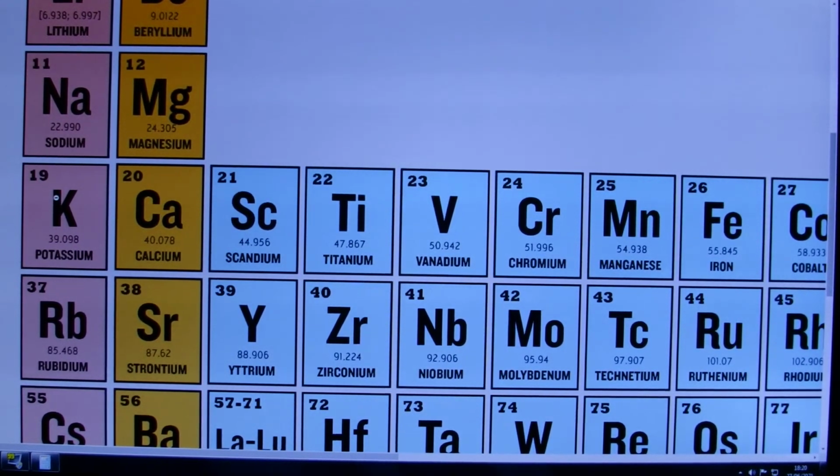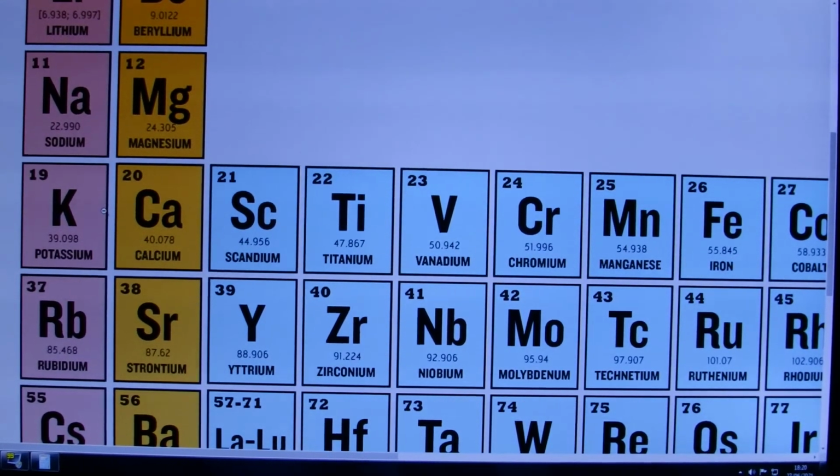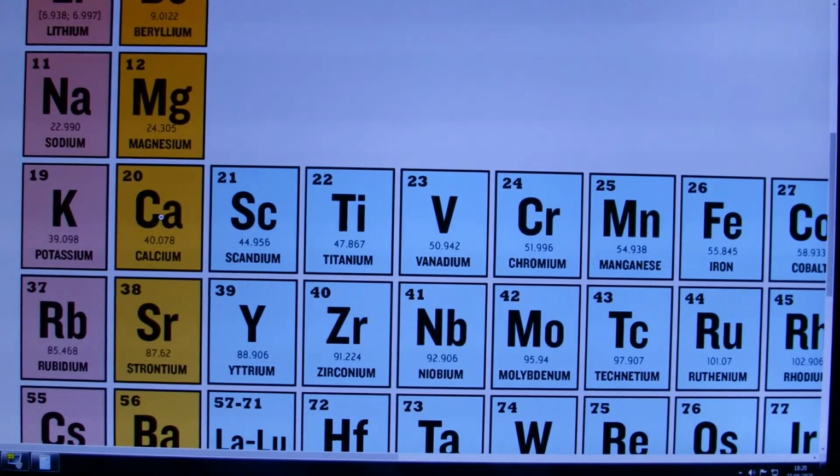Potassium chloride is the low sodium substitute for salt. Sodium chloride is table salt. Potassium chloride is the low sodium alternative to it. Calcium chloride is a solid at room temperature. Scandium chloride, I have no idea what scandium chloride looks like.